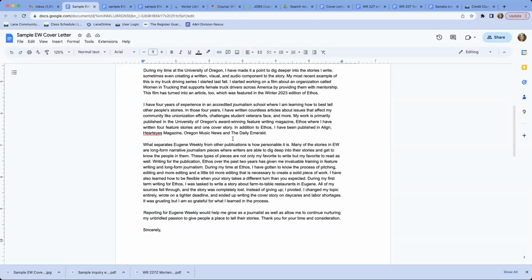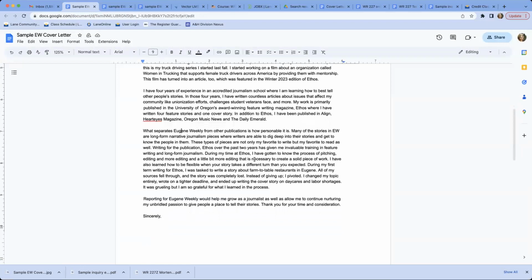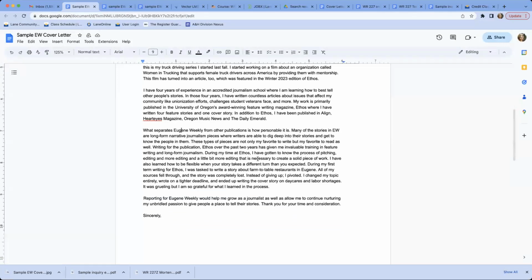And here's where the writer now moves into being particularly personalized, because they've obviously researched the publication. "What separates Eugene Weekly from other publications is how personable it is. Many of the stories in EW are long-form narrative journalism pieces where writers are able to dig deep in their stories and get to know the people in them. These types of pieces are not only my favorite to write, but my favorite to read as well."